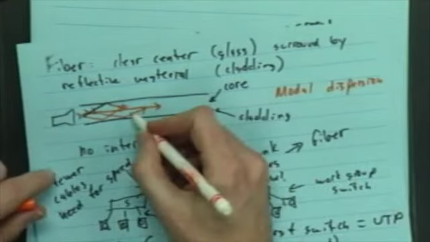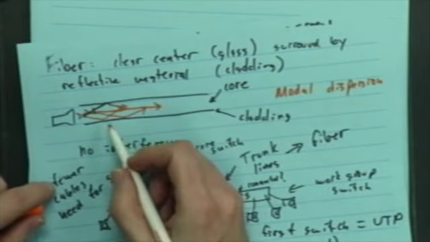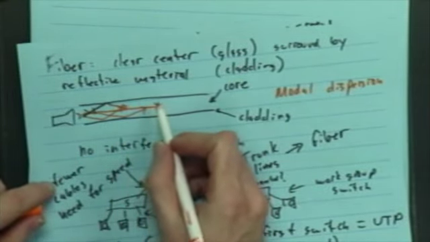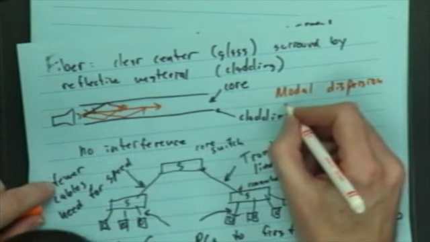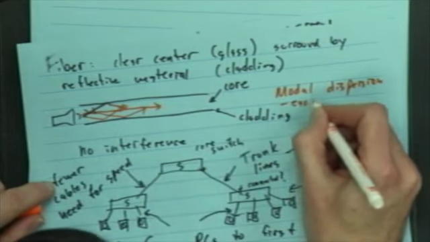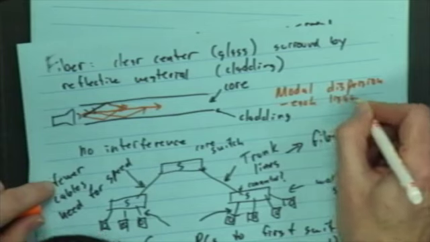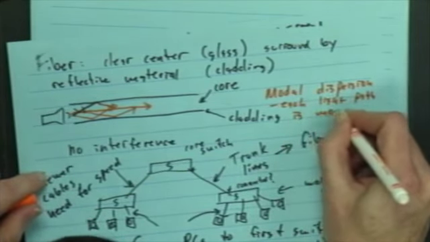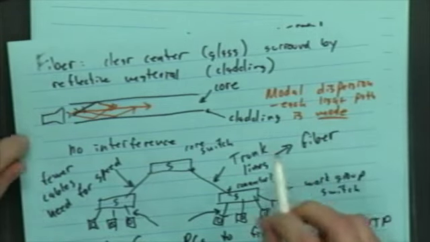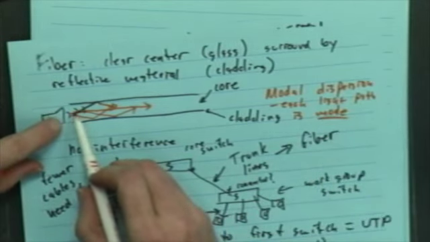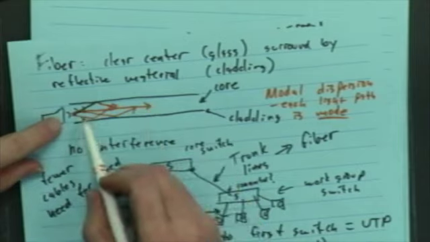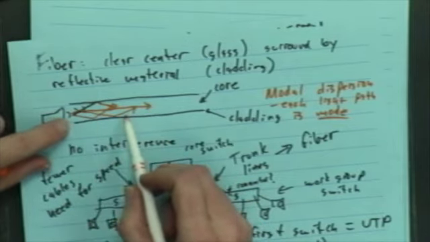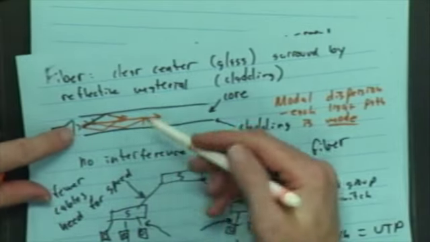Okay? Each one of these places where it changes angles, so each distinct light, we'll call it each light path, is called a mode. Okay? So each one of these light paths is called a mode. So let's look here. There's one, there's a middle one, two, there's 4 different modes that I've drawn in here.